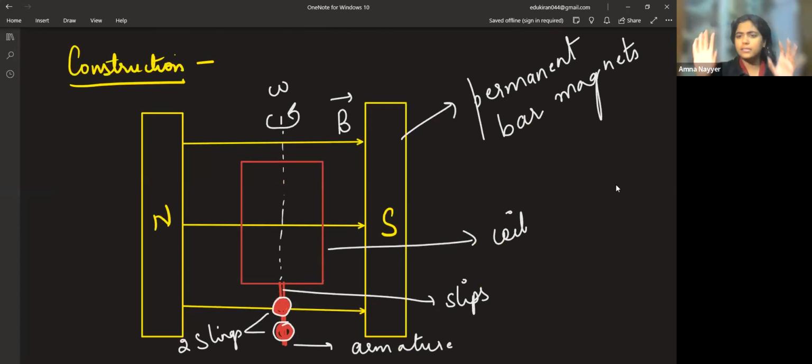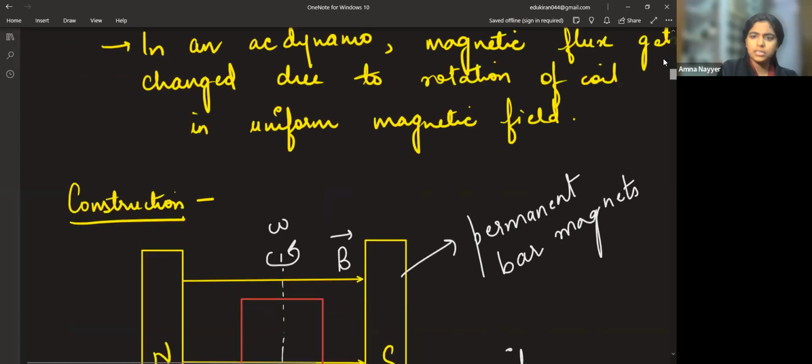Basically, you have two magnets, north and south polarity. In between, you have a coil, a rotating coil. This coil rotates with a certain angular frequency and angular velocity, omega. Permanent bar magnets are kept in a manner where the magnetic field will be projected normally on them. To insert the coil, there is an armature on which two slip rings are present, and they are continuously held when rotating. Now, we'll involve magnetic flux, that I'll tell later. First, write down all these points.